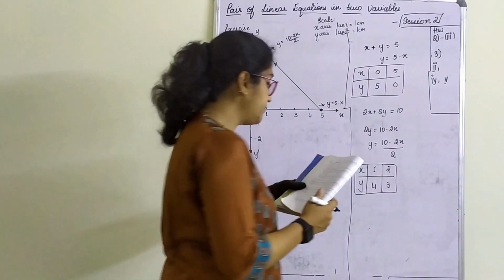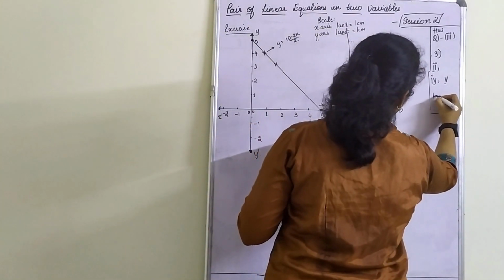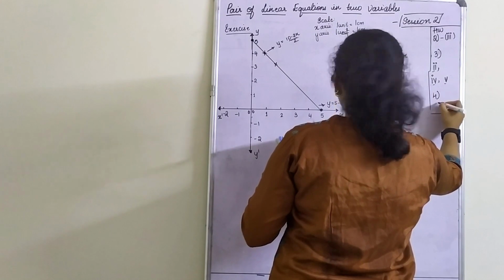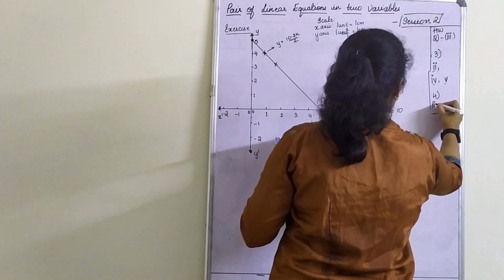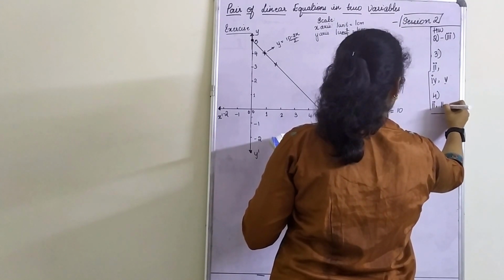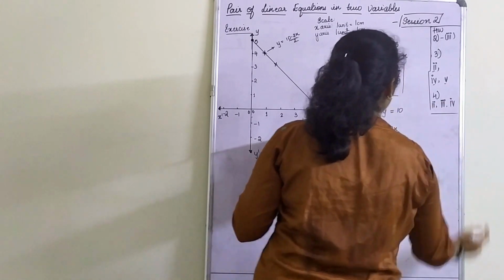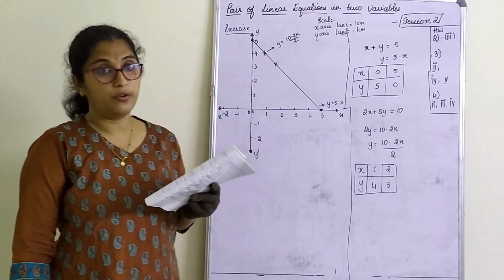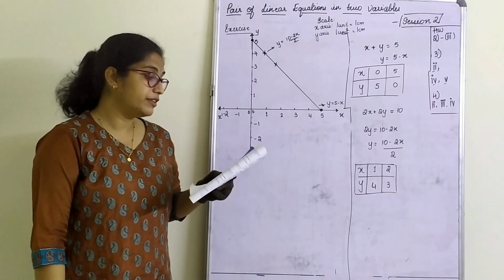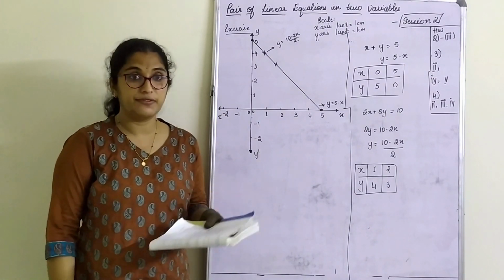So fourth one, first one anyways I have done. Second one, third one and fourth one will be for homework. So quickly we'll finish the remaining ones, 5th, 6th and 7th.